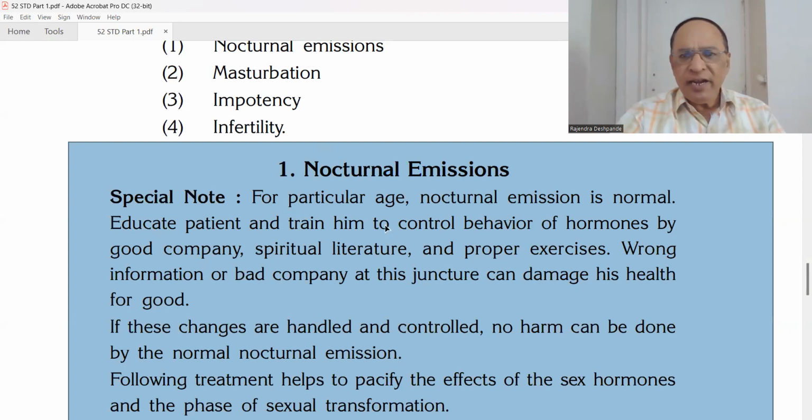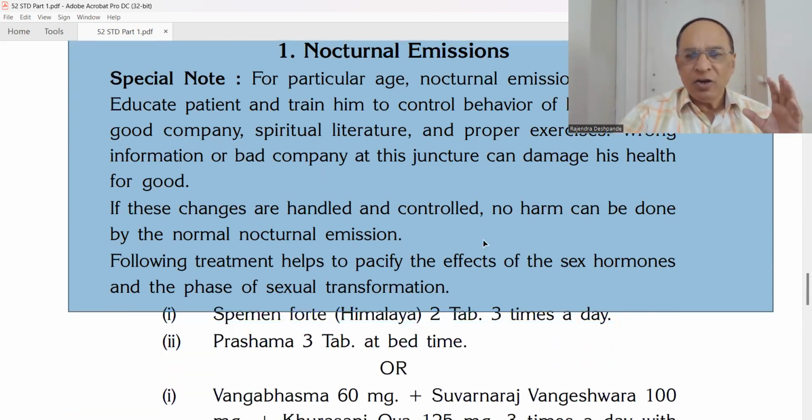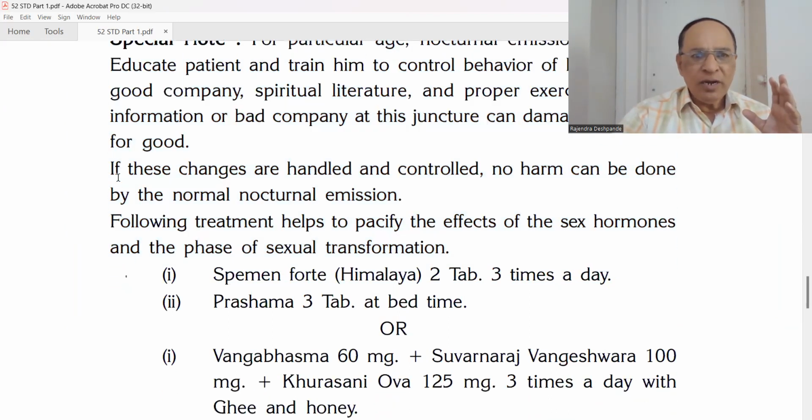Educate the patient and train him to control the behavior of the hormones by good company, spiritual literature, and proper physical exercises. Wrong information or bad company at this juncture, that is adolescence, can damage that young person's health for good. So if these changes are handled and controlled, no harm can be done by the normal emission.